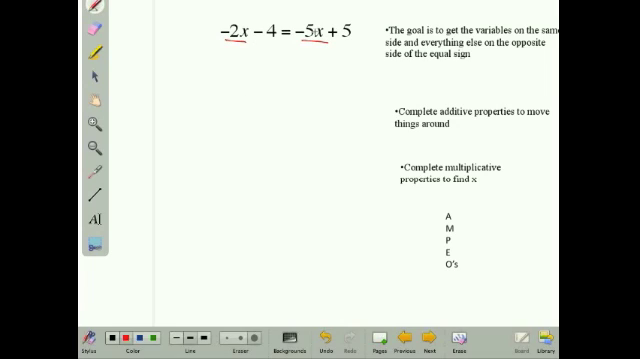So I want to move this negative 5x over to here to combine it with the negative 2x. The way I do that is using the additive property of equality, which says as long as I do the same thing to both sides, the equation remains balanced. After each step, I want to simplify.